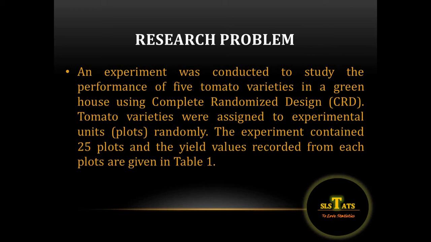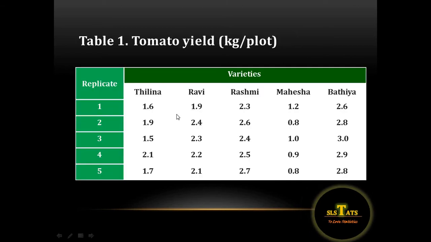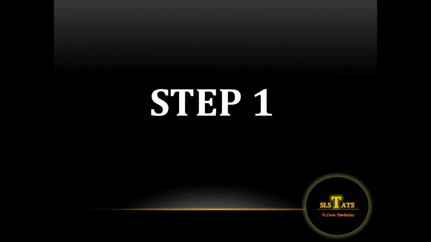The experiment contained 25 plots and the yield values recorded from each plot are given in Table 1. This table shows you the tomato yield obtained for 5 varieties under each replicate. Varieties are Tilina, Ravi, Rashmi, Mahesha and Badhya. Each variety consists of 5 replicates. I am going to demonstrate the analysis using 3 steps.